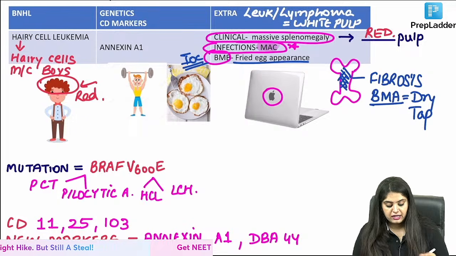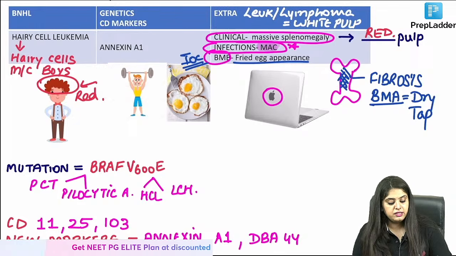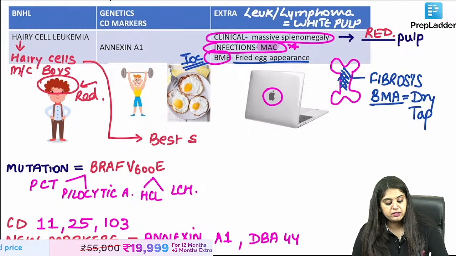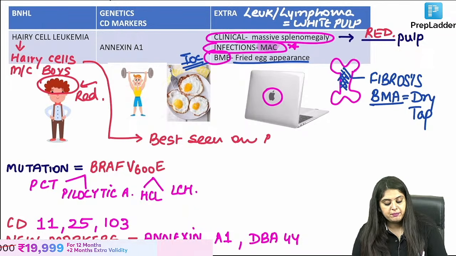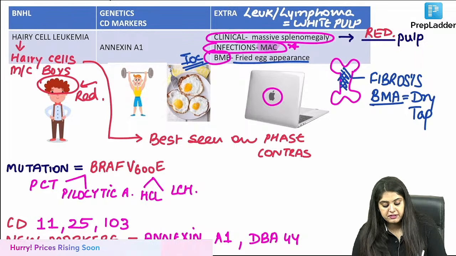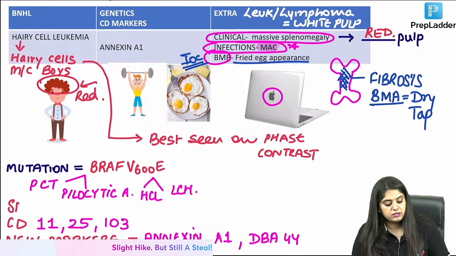Someone asked me, ma'am, I am not able to see hairy cells. They don't give you pictures of hairy cells, but if you have to see them, which microscopy can you best see them on? They are best seen on phase contrast microscopy. Okay, someone asked me another question. Now you want to study the full topic only, aise to fir pad lo.